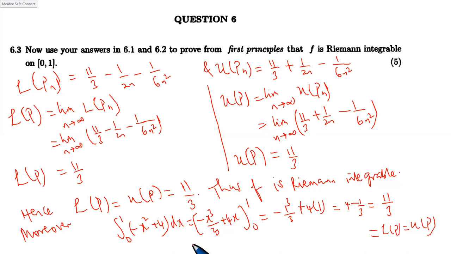Moreover, it means that the integral from 0 to 1 of f of x dx is equal to LP, which is UP, which is equal to 11 over 3. So the function is indeed Riemann integrable. Okay, next.